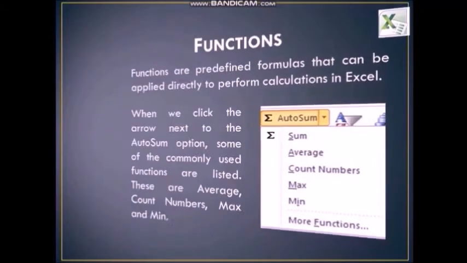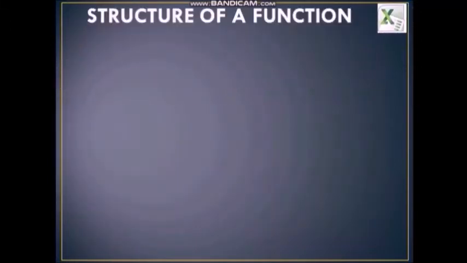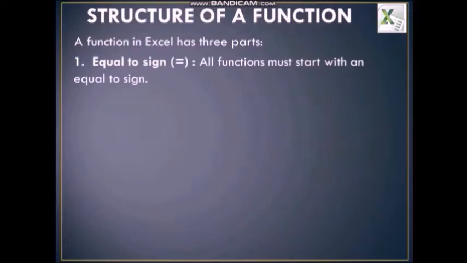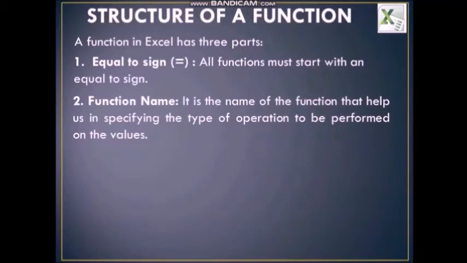Next, structure of a function. A function in Excel has three parts. First one is the equal to sign. Most important, all functions must start with an equal to sign. So every function starts with an equal to sign. Next, the second one, function name. It is the name of the function that helps us in specifying the type of operation to be performed on the values. So what type of operation will be performed on the values, that is what the function name actually specifies.